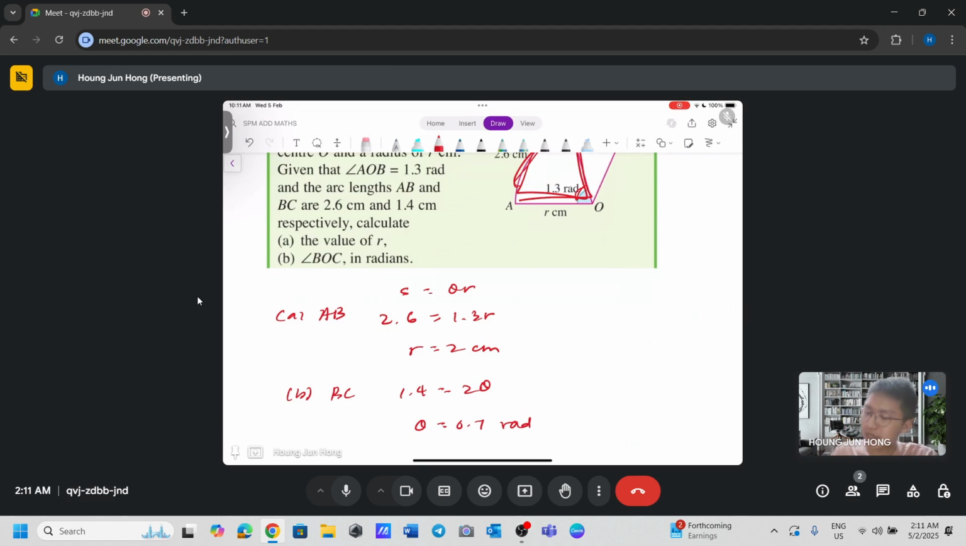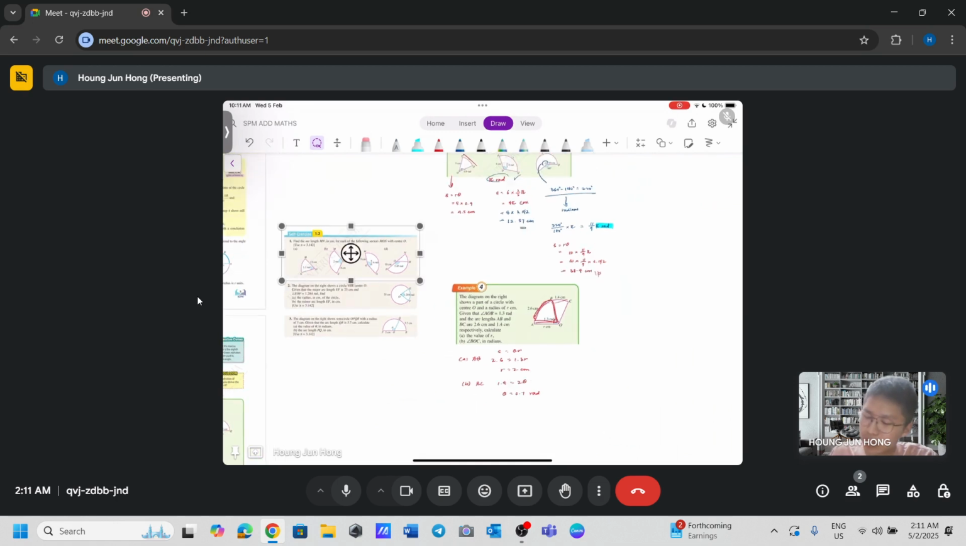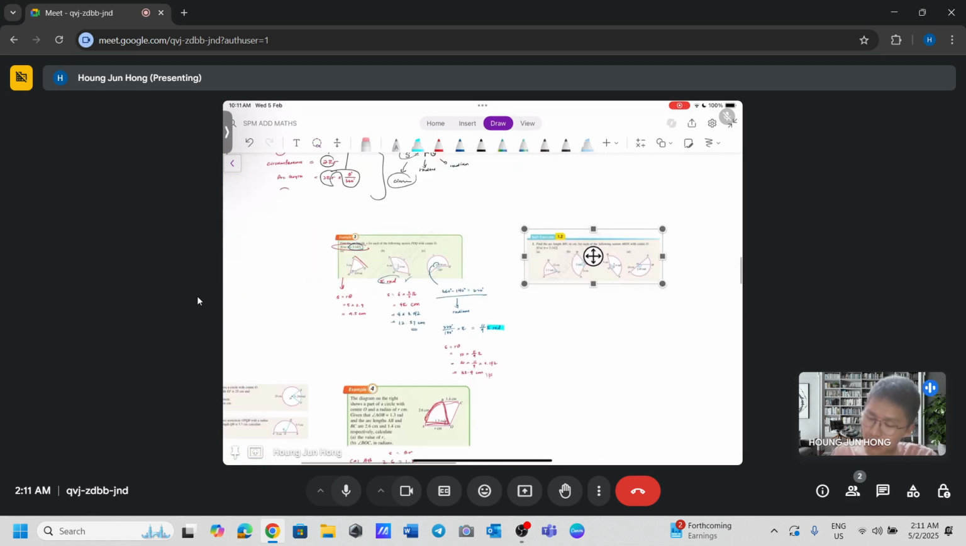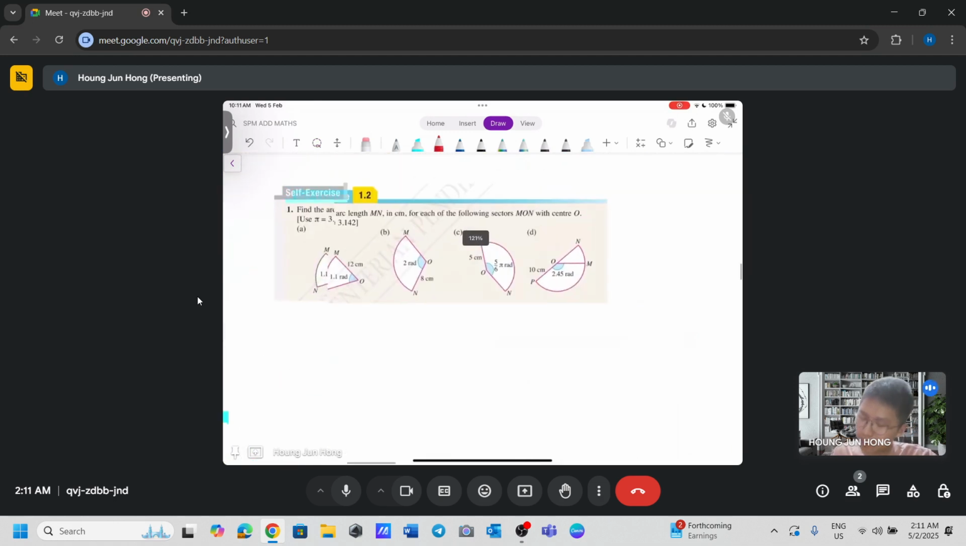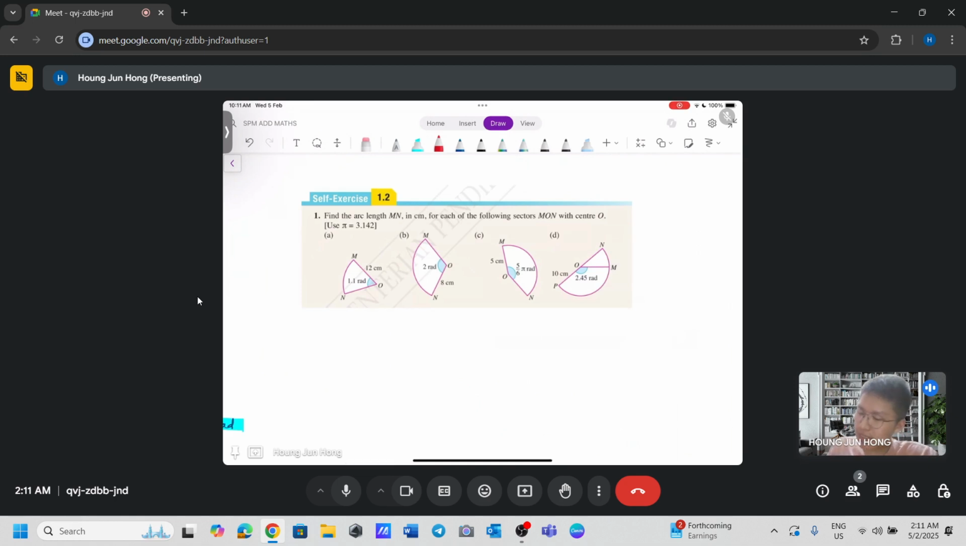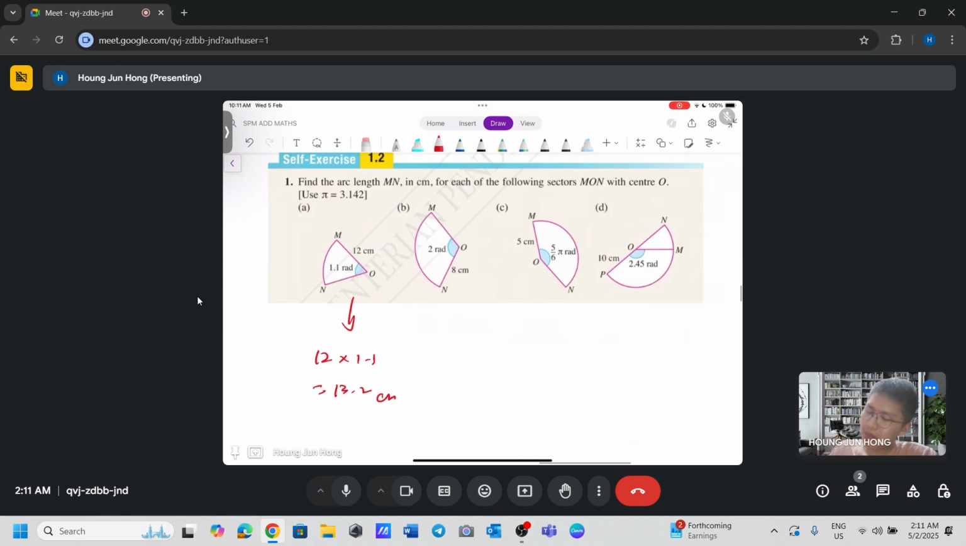Okay, nothing much, that's it for this question. Again, feel free to pause it yourself if you need to copy anything, but I think it's quite simple for now. Next one, let's move on to 1.2. Simple also. Basically this is arc length. Typically very simple. Just radius, radian, radius, radian, radius, radian, 13.2 cm. Radius, radian, 16 cm.